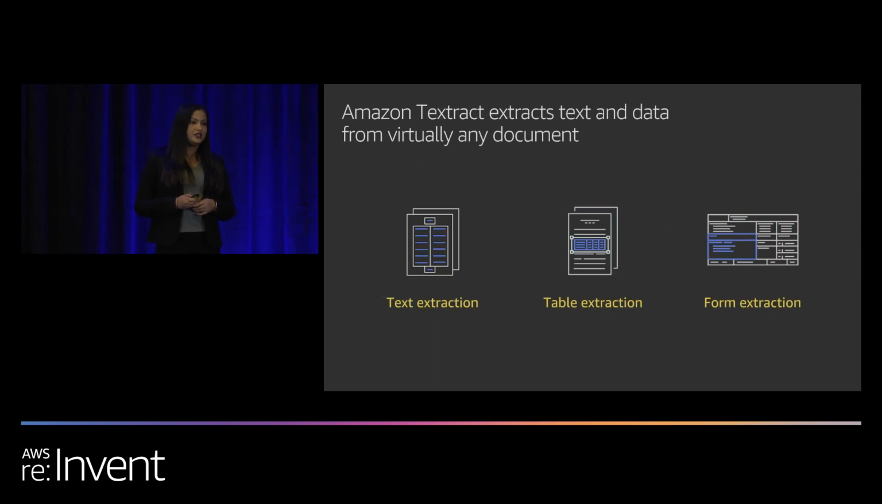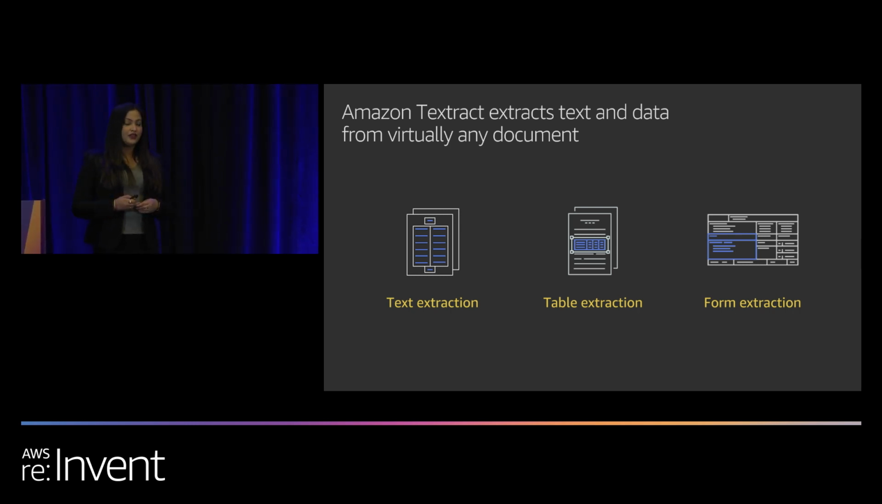Amazon Textract does it better. Amazon Textract extracts text and structured data from virtually any document. The three different types of data elements that we extract are text. We extract tabular data that is organized into rigid rows and columns, and then form elements, that is also structured data, but not organized in rows and columns.